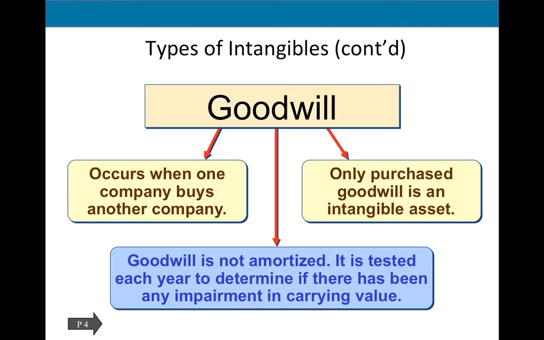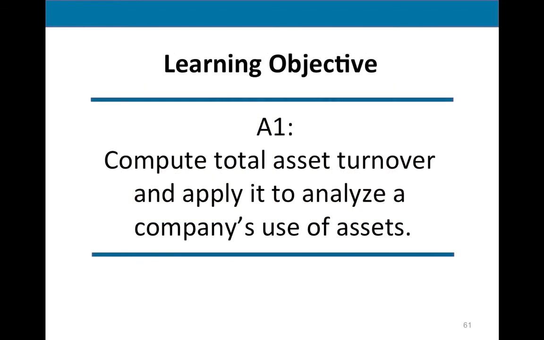And then I talked about goodwill and what that is. And guys, goodwill is not amortized because its life is indefinite. But every year we test it to determine if the value has been decreased, impaired. If the value of goodwill went up, we don't do anything. But if the value went down, we have to make an adjusting entry. But you will not be required to do so in this course.